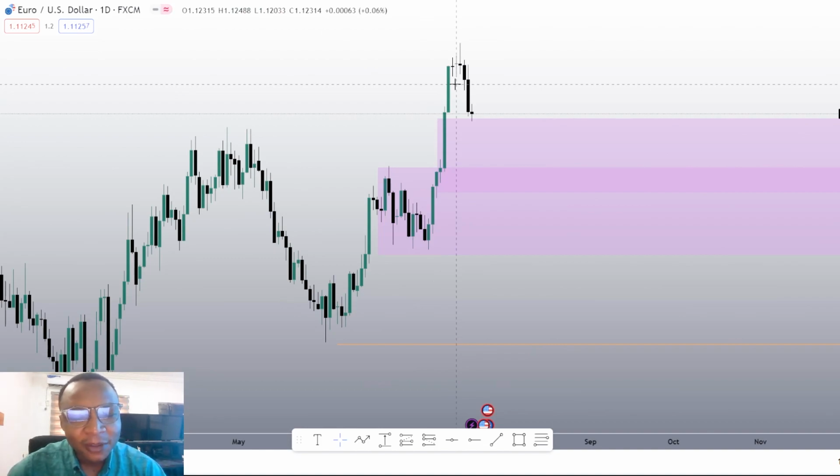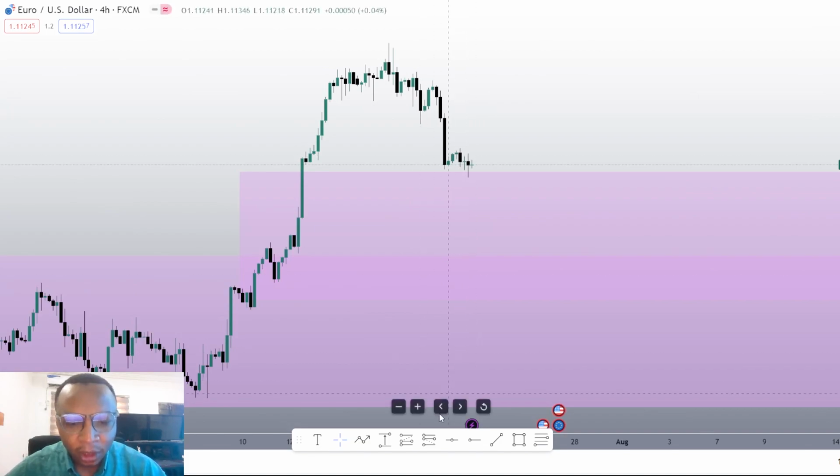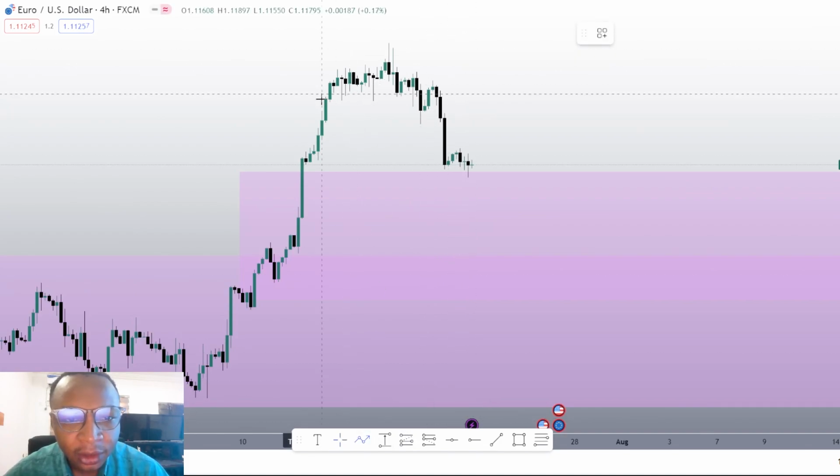Okay, so we may expect that to continue into next week. All right, so even if we switch to the hourly time frame, we'll see that it has given us a bearish structure. So let's do that right away. All right, so on the hourly time frame, we see a bearish structure that started forming.